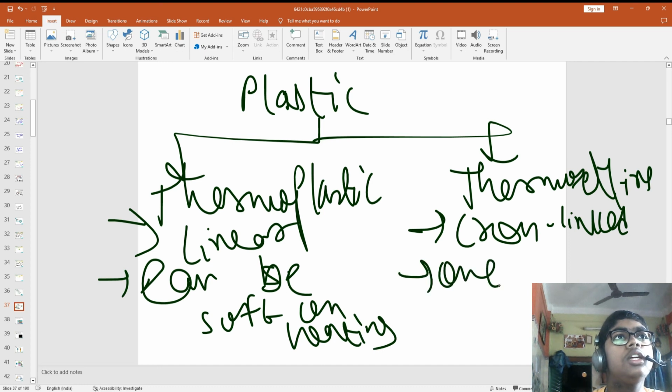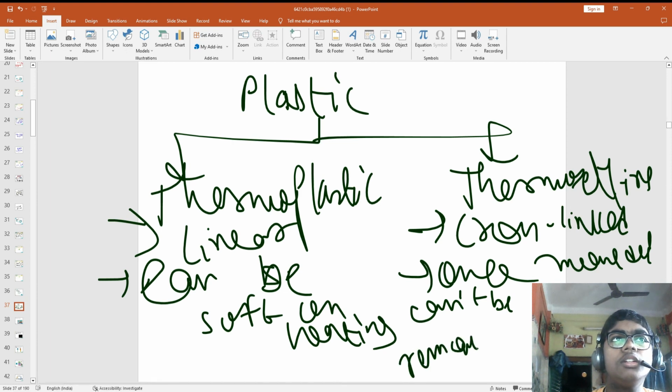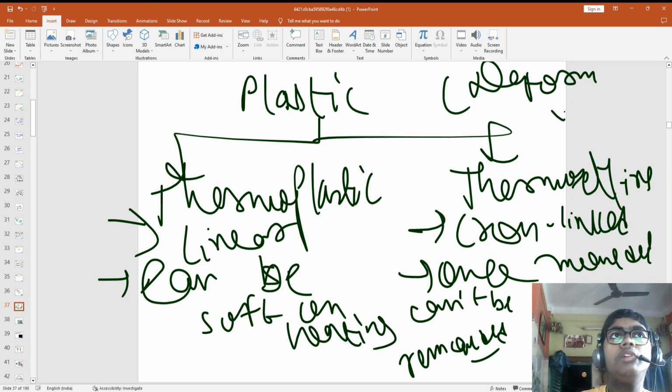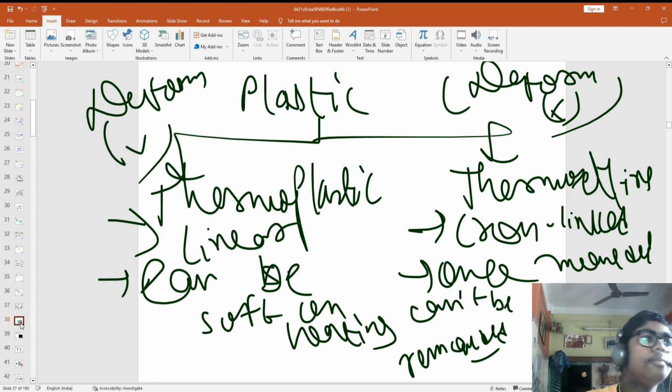This once molded cannot be remodeled. Cannot be remolded. Remolded means it cannot be made again, means deform will not happen. Deform will happen on it. Okay.